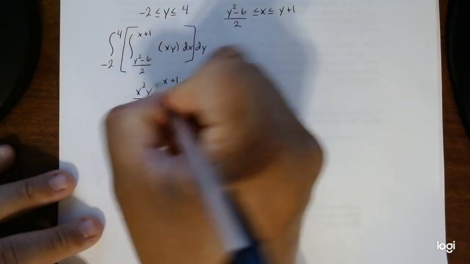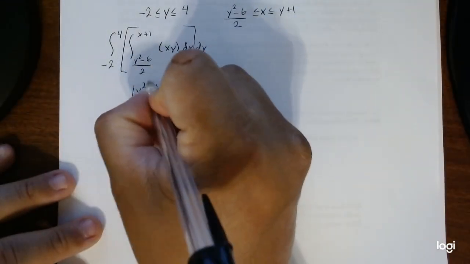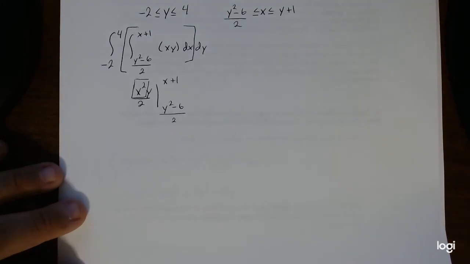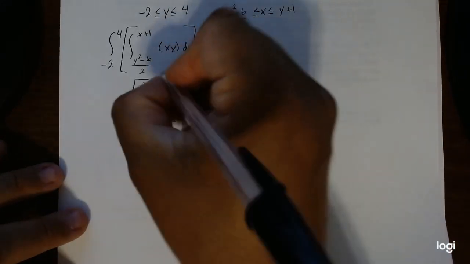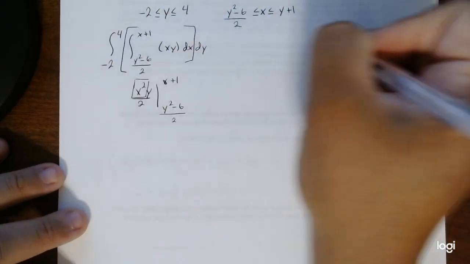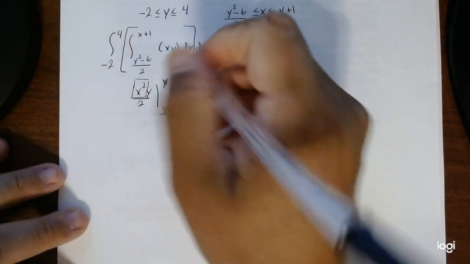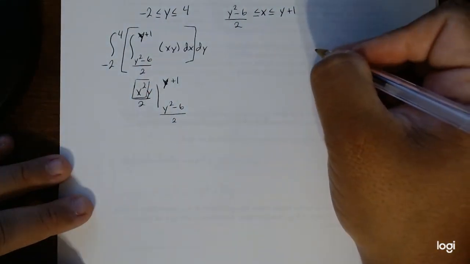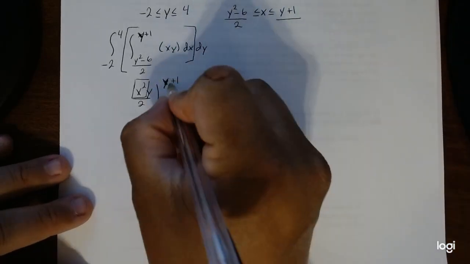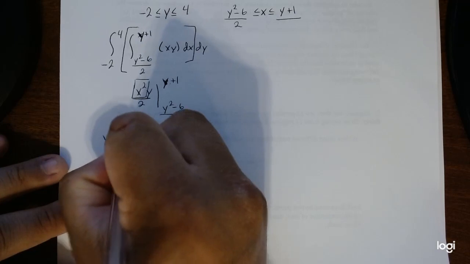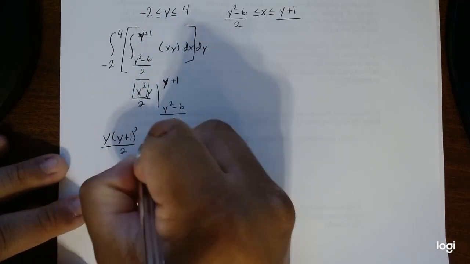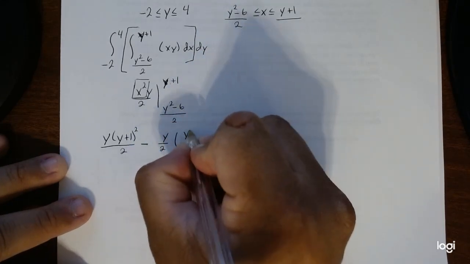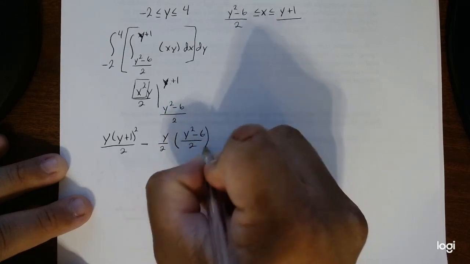So now if I plug this in for x, oops, sorry, this is a y. Yep, this must be a y. Okay, there we go. Yep, perfect. So now if I plug this in, I'm going to have y on the outside and (y plus 1) squared all over 2, minus y over 2 times (y squared minus 6 over 2) all squared.